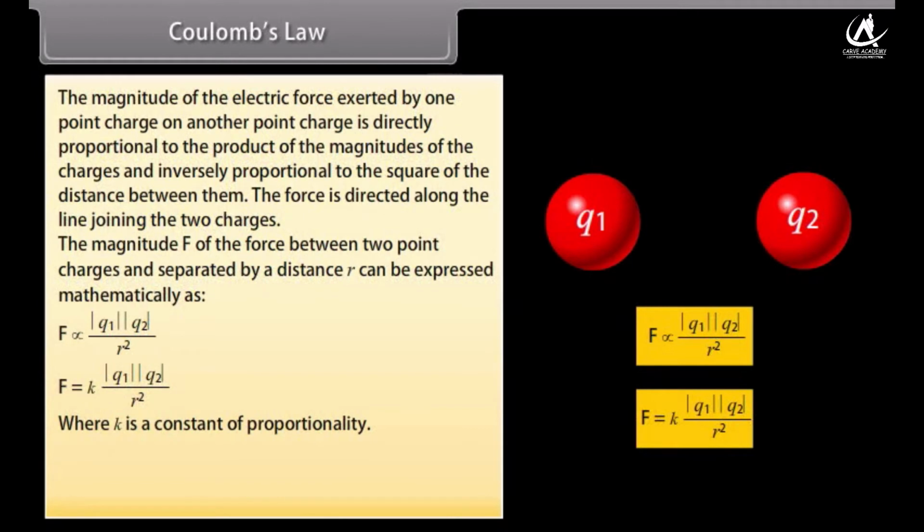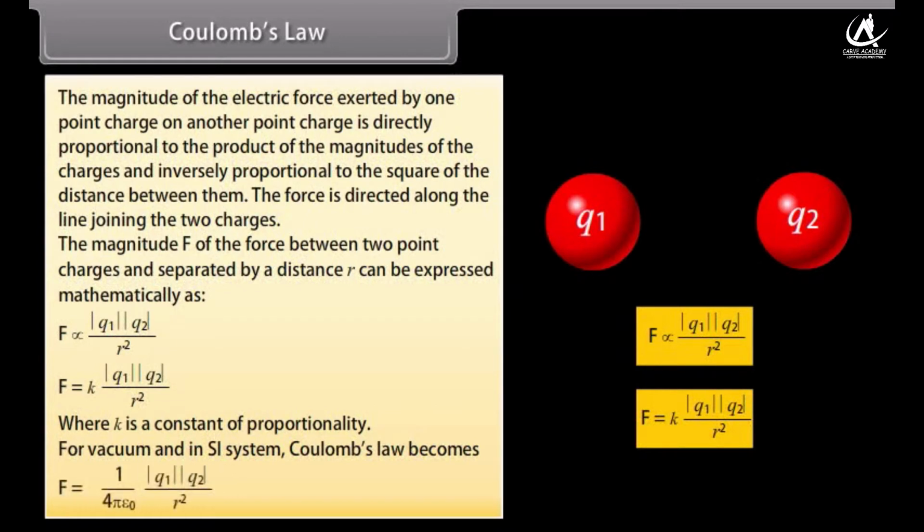Here, k is a constant of proportionality. For vacuum and in SI system, Coulomb's law becomes F = (1 / 4πε₀) × |q1||q2| / r².